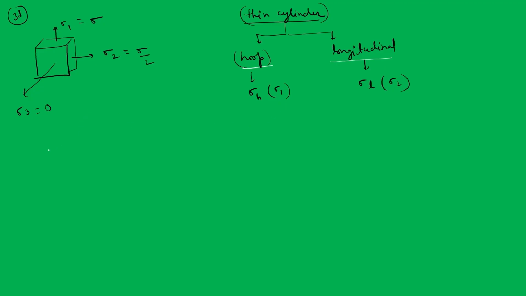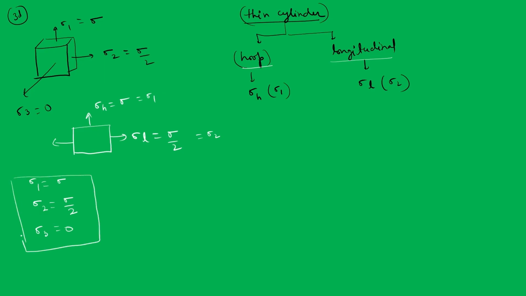For now, understand that if I take a 2D system, I will represent this by sigma l, which is my sigma by 2, and this by sigma h, which is my sigma. I will also call them sigma 1 and sigma 2. Now you can see I have three states of stress: sigma 1 equals sigma, sigma 2 equals sigma by 2, and sigma 3 is 0. I have considered the stress in the third or z direction to be very small, or 0, compared to these two.